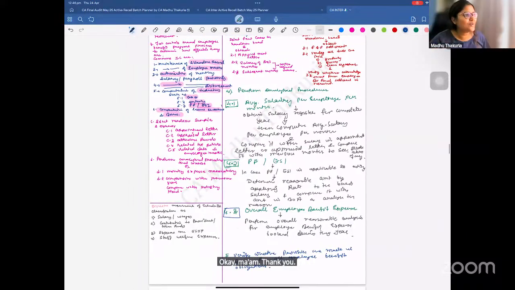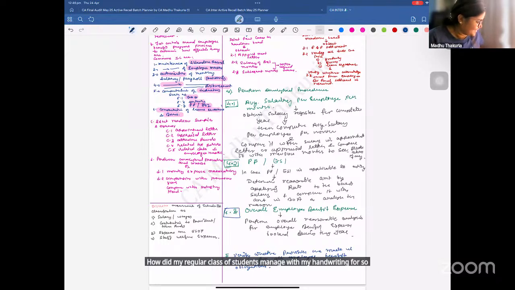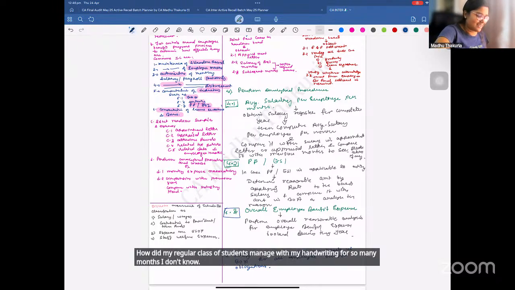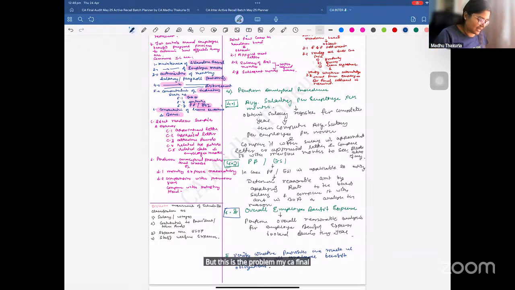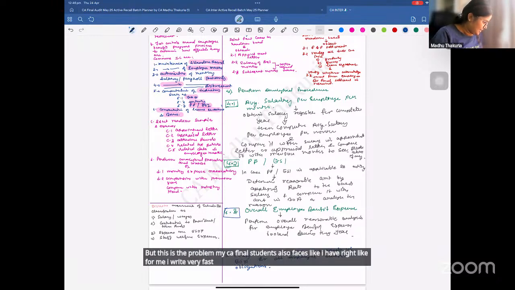How did my regular class of students manage with my handwriting for so many months? I don't know. But this is the problem my CA Final students also face. I write very fast, and my writing is also not good.